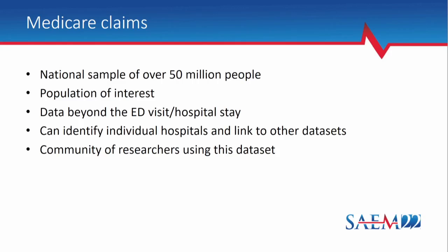Medicare claims is my favorite. That's what I do mostly. And you have a large national sample. Most of the studies use people 65 and over. The under 65 population is unique, in that you have to qualify for other reasons such as disability or end-stage renal disease. And it's certainly a population of interest, but may not always be generalizable.